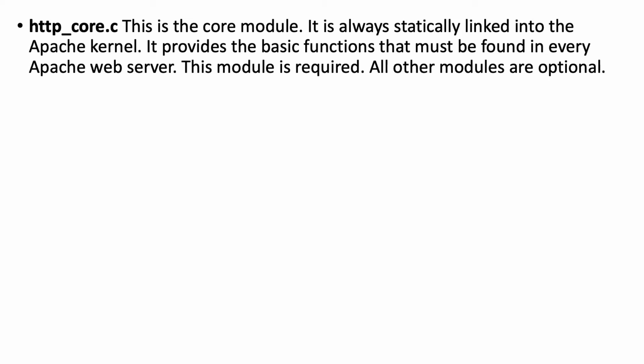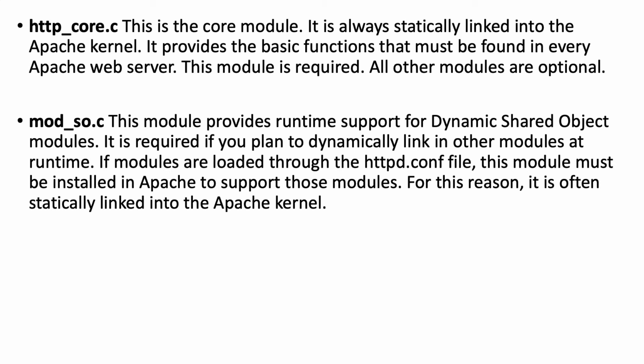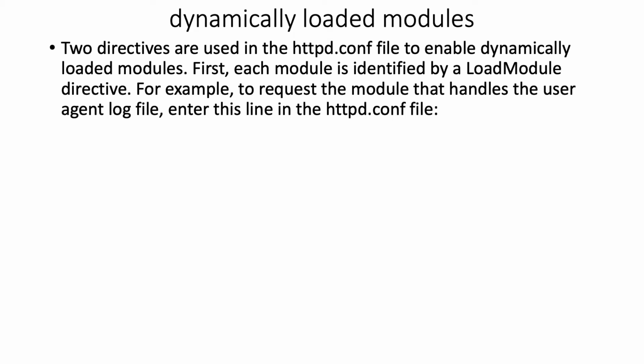http_core.c is the core module, the kernel of the Apache. This is what the whole Apache server uses as its baseline of logic. It's got to have that. mod.so.c provides the runtime support for dynamic shared objects, which is how it's going to add to the http_core.c, and you need to have that also to have any power.